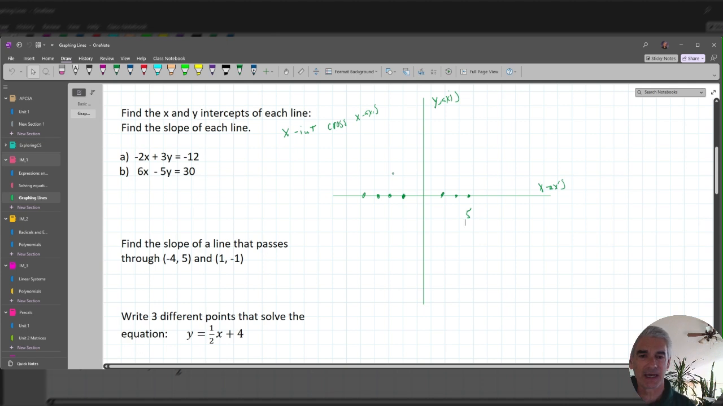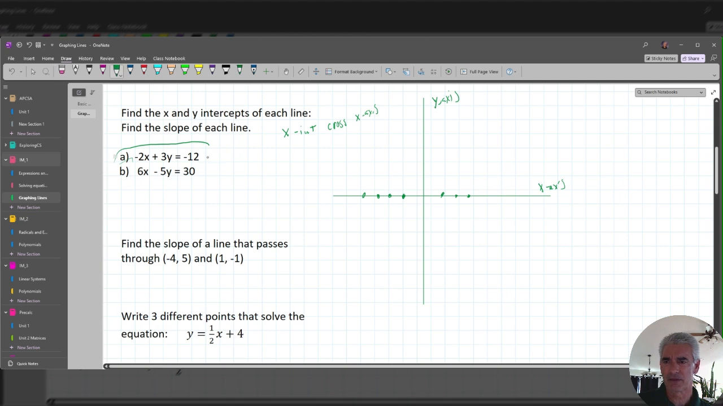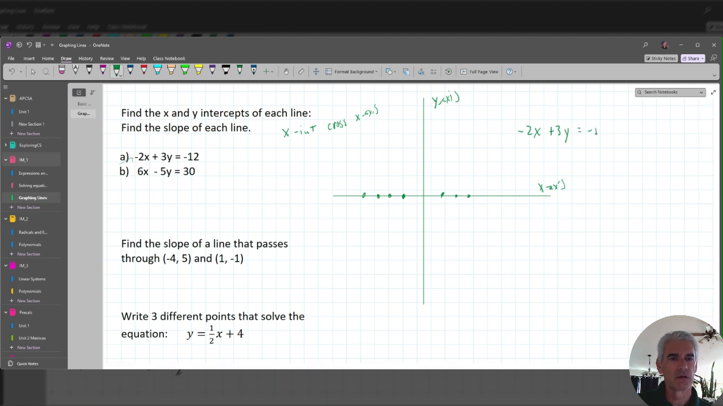So I'm going to go ahead and show you how to do that. It's pretty quick and easy. Let's take this first equation here: negative 2x plus 3y equals negative 12. So I'm going to rewrite it over here. I'm going to plug in 0 for y. I'll substitute in 0 in place of y and rewrite it, and then I'll solve for x. So find out what the x value is that makes my y coordinate equal 0. It's a good strategy for doing this.